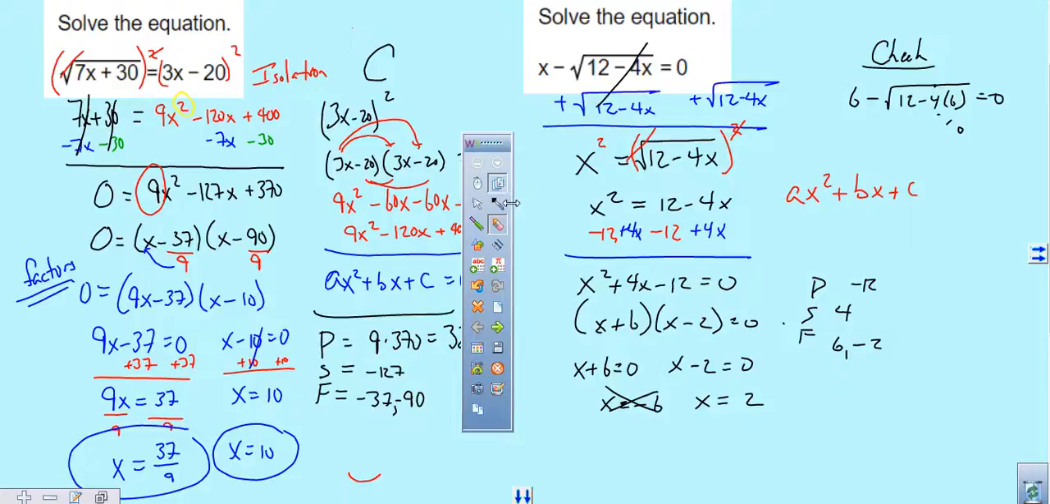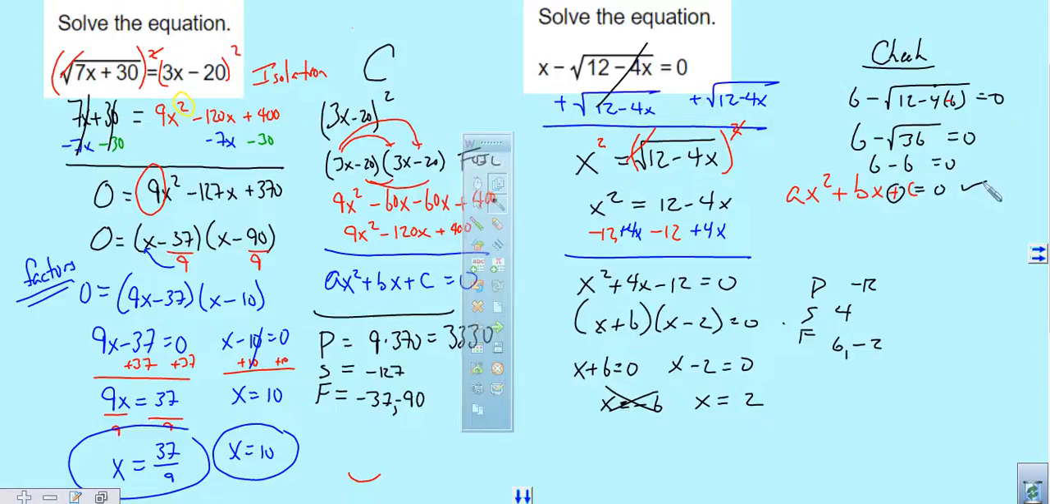I'm testing negative 6, which means I have to slide a negative sign in right here. At that point, what happens is I end up getting 6 minus the square root. That'd be 24 plus 12. That would be 36. So that'd be 6 minus 6, and the answer is 0 does equal 0, so check. That actually is one of my answers. So let's rewrite that. x is equal to negative 6.